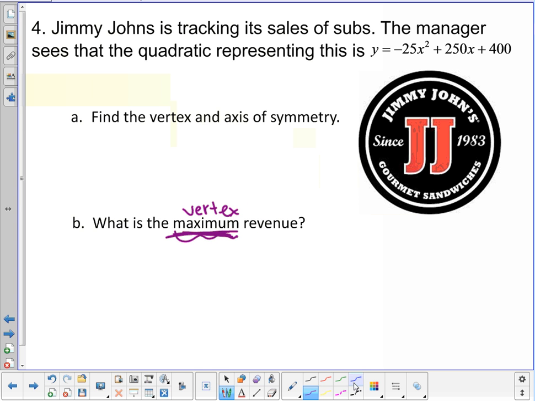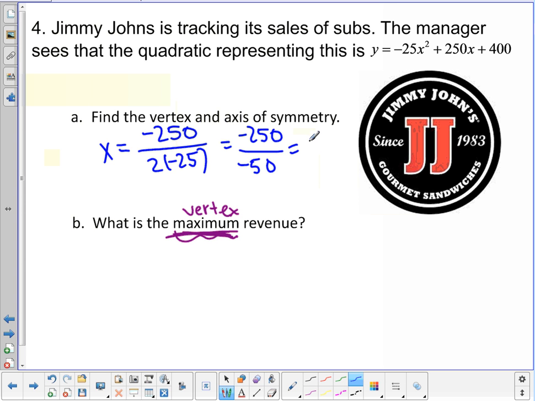So let's think back to our vertex formula, and our vertex formula is the x value equals the opposite of b divided by 2 times a. So that's negative 250 divided by negative 50, which is equal to 5. Now that's our x value though, and our revenue is going to be the y value that we get out from that x value. So I need to take that x value and plug it back in. So I'm going to have y is equal to negative 25 times 5 squared plus 250 times 5.